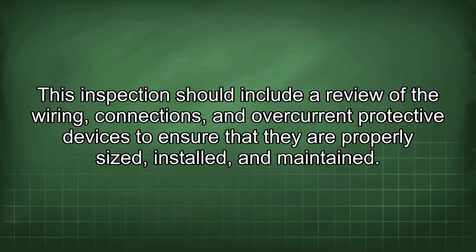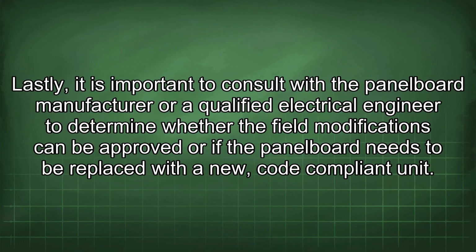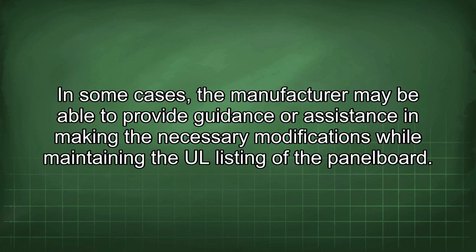This inspection should include a review of the wiring, connections, and overcurrent protective devices to ensure that they are properly sized, installed, and maintained. Lastly, it is important to consult with the panel board manufacturer or a qualified electrical engineer to determine whether the field modifications can be approved or if the panel board needs to be replaced with a new, code-compliant unit. In some cases, the manufacturer may be able to provide guidance or assistance in making the necessary modifications while maintaining the UL listing of the panel board.